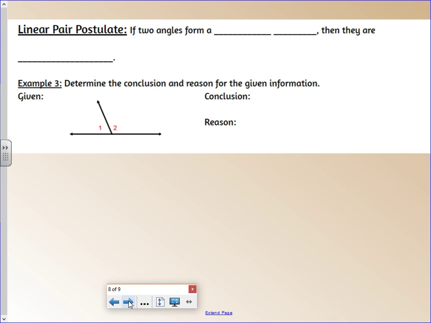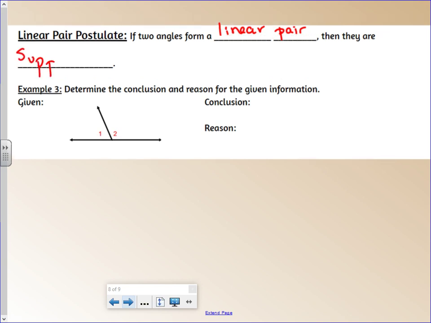Okay, so it's one of those fancy ones where we have to use a postulate and not the definition of. Okay, you will never ever write the definition of linear pair. You will always write linear pair postulate. So in example 3, I'm given a linear pair 1 and 2, and I know that because they're right next to each other and they create a line.